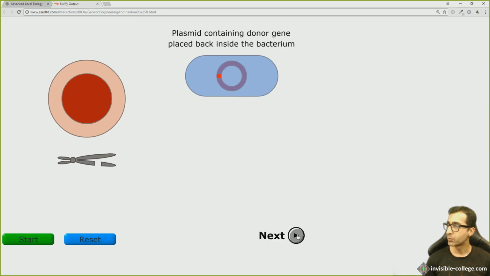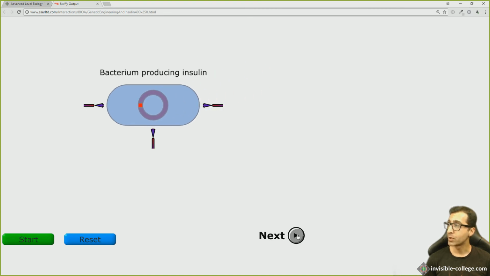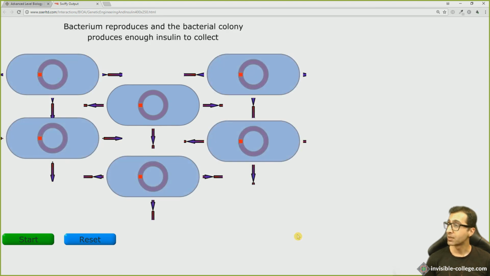And then we add the vector, in this case a plasmid, into the host, in this case a bacterium. We then allow that bacterium to start producing insulin and also multiplying to produce more bacteria. And the bacterium reproduces, and therefore the amount of the product, in this case insulin, produced rapidly increases, and then we can simply extract and isolate the purified product for whatever use we choose to put that product to.